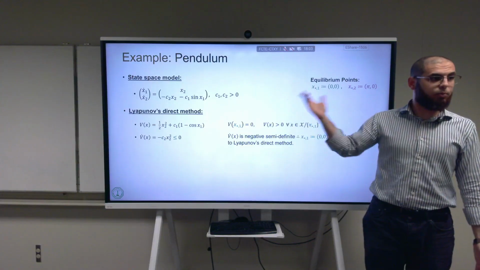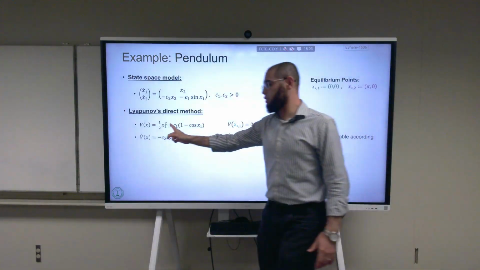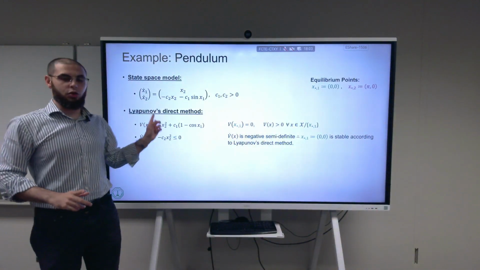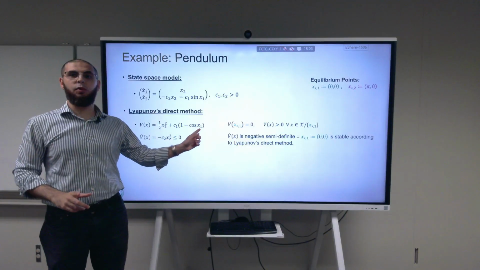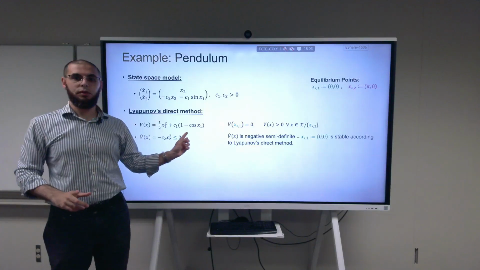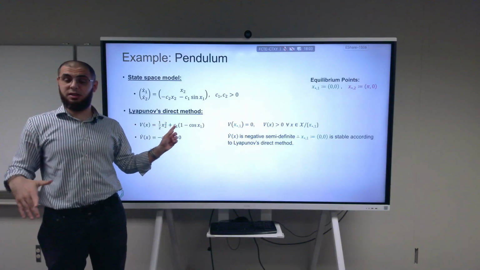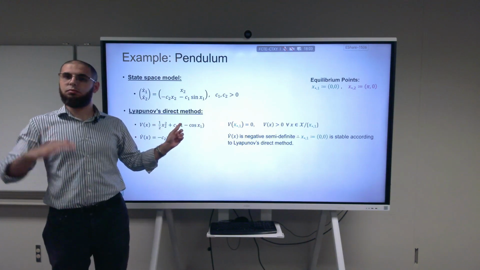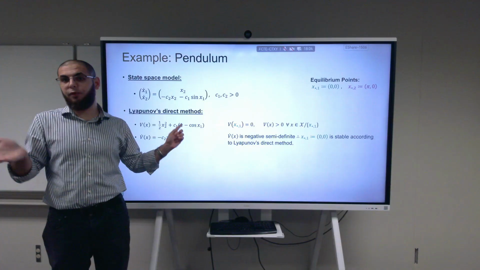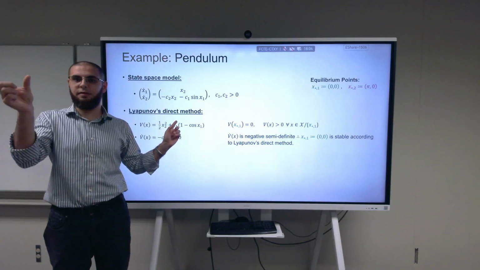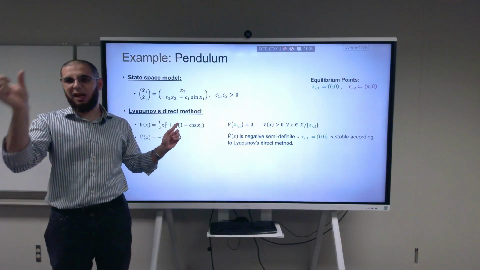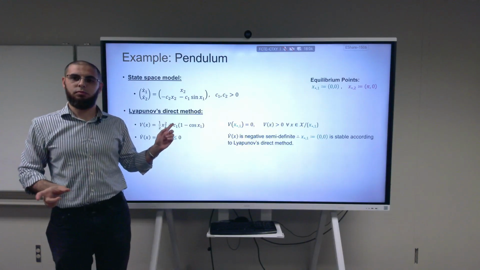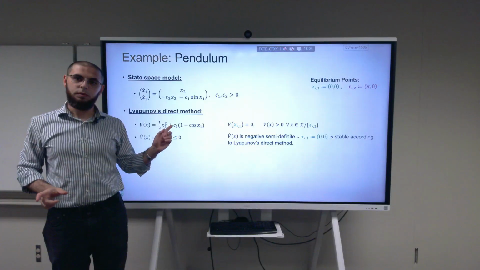No, plug it in. Plug in 0 for x2, what do you get? You get 0 in this term. And plug in pi here, what do you get? You get 2, multiplied by c1. Assume c1 is just 1, so you just get 2. So that's the value. Can you use it for the Lyapunov function? The first condition of Lyapunov's theory is that V at the equilibrium point is 0. So this Lyapunov function does not work for that equilibrium?